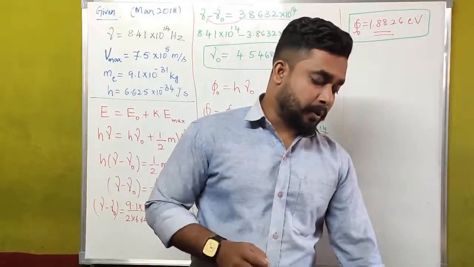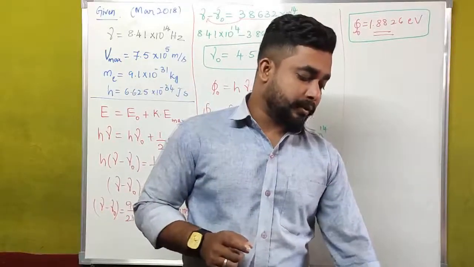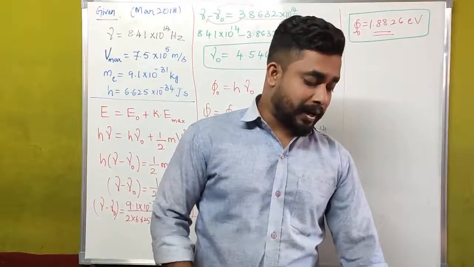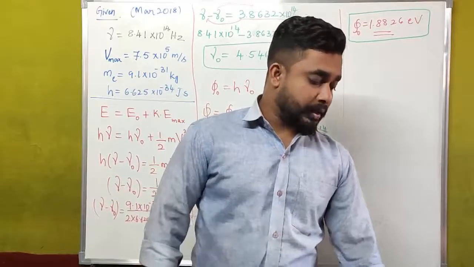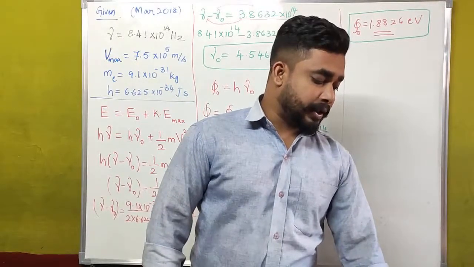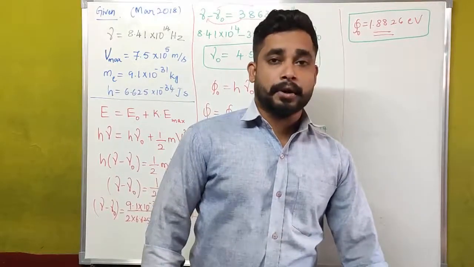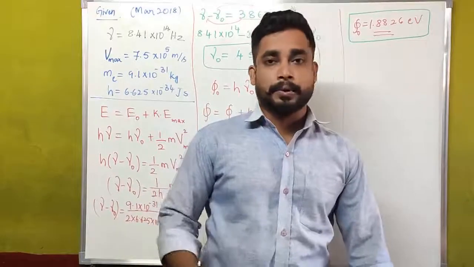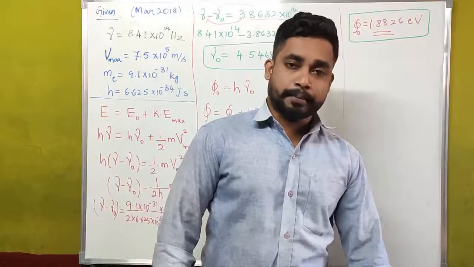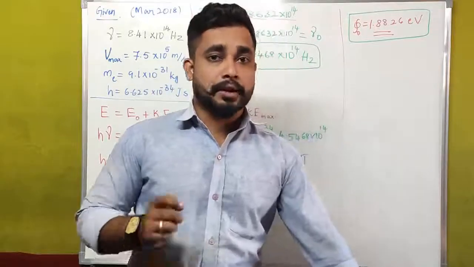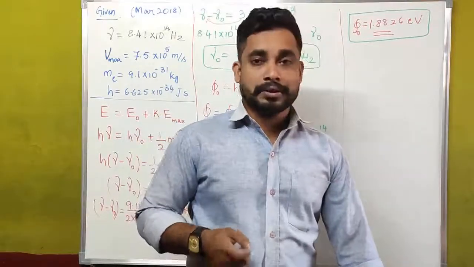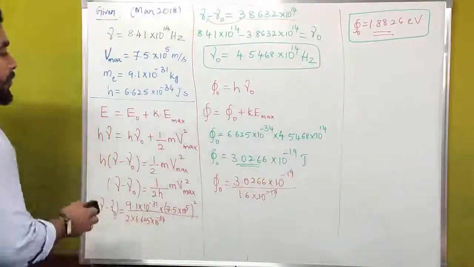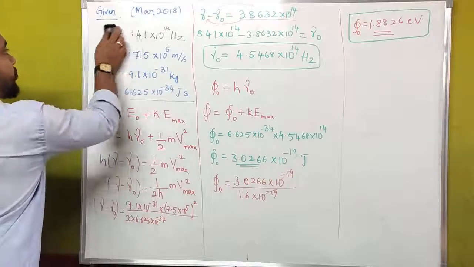The first member of the Balmer series of a hydrogen atom has a wavelength of 6563 angstrom. Calculate the wavelength and frequency of the second member of the same series. Given c is equal to 3 into 10 to the power of 8 meter per second. Actually, this question was asked in your March 2017 question paper. Let us see how we are going to simplify this problem.